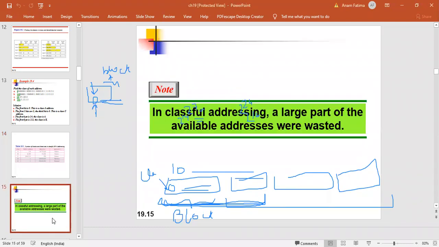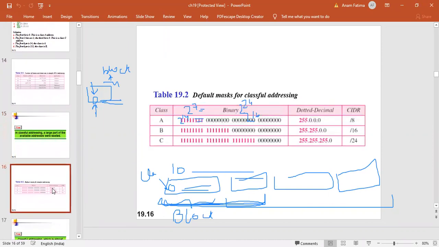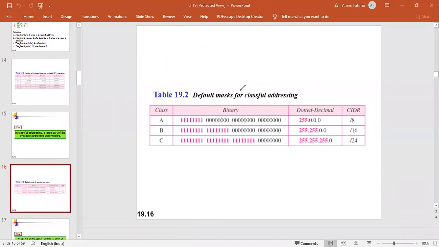So class A addressing, where we had designed it in such a way that it was fixed how many bits are going to be used for identifying the blocks and what are the bits that are going to be identifying the host within the blocks, could lead to a lot of wastage of addresses, right?